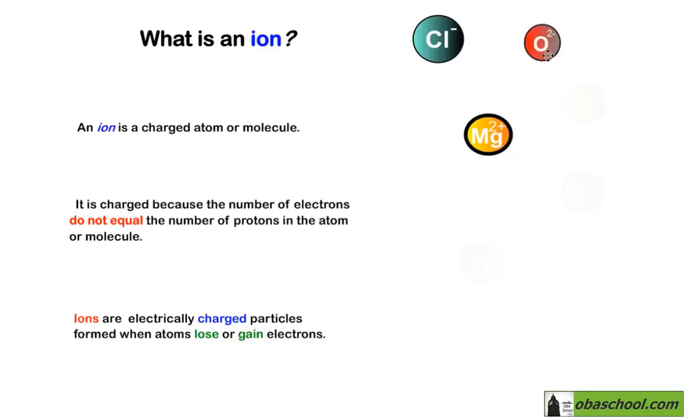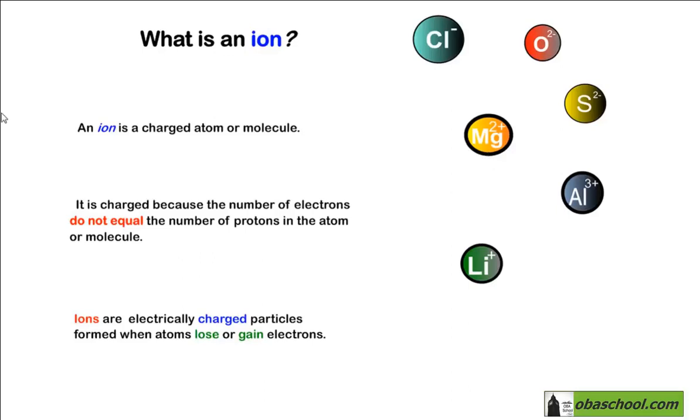O2- has a negative charge, 2-. S2- has a negative charge as well. Al3+ means that Al lost 3 electrons, so that it became Al3+. Li+ has a positive charge, which means it lost the negative charge, which is electrons. But how many electrons? It's 1 electron because the charge is + and not 2+ or 3+.